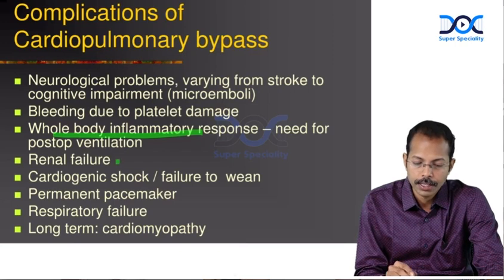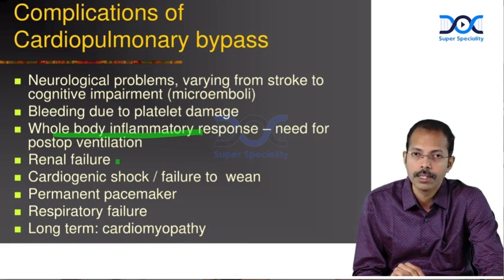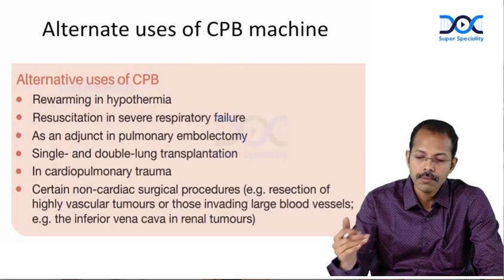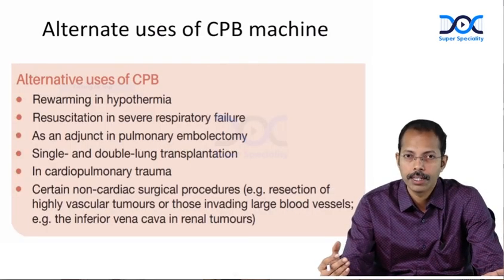Then renal failure, again because of the same mechanism. A cardiogenic shock or failure to wean will be a factor. Some patients may need a permanent pacemaker. Respiratory failure may also be there, and very few individuals may end up in cardiomyopathy. So these are all the complications of the heart-lung machine. And in New Bailey, it has been given in this table.